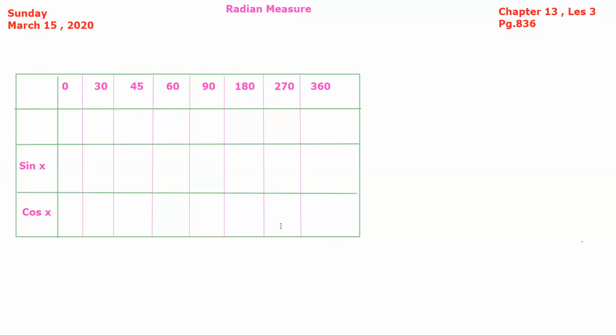Now, we want to fill this table. We want to find sine and cosine of each angle in degrees or in radian. Here I give you the most common angles: 0, 30, 45, 60, 90, 180, 270, and 360. Here we have degrees, and here we have radians. Now, 0 in degrees is the same as 0 in radian.